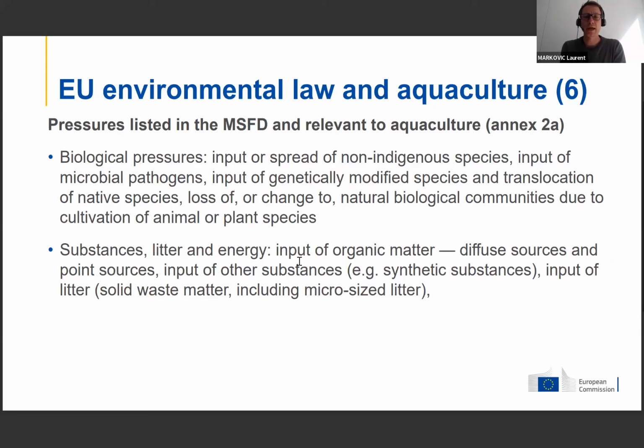And in Annex 2A of the MSFD again, you have a list of pressures that are relevant to the marine environment in relation to human activities. And I selected the ones I thought were most relevant for aquaculture. So you have a list of biological pressures: input of non-indigenous species, potential impact of microbial pathogens, GMOs, translocation of native species, and so on and so forth, and the input of substances like organic matter, the input of synthetic substances, so it could be pharmaceuticals and other things like this, and litter, solid waste and micro litter as well, potentially. Next slide.